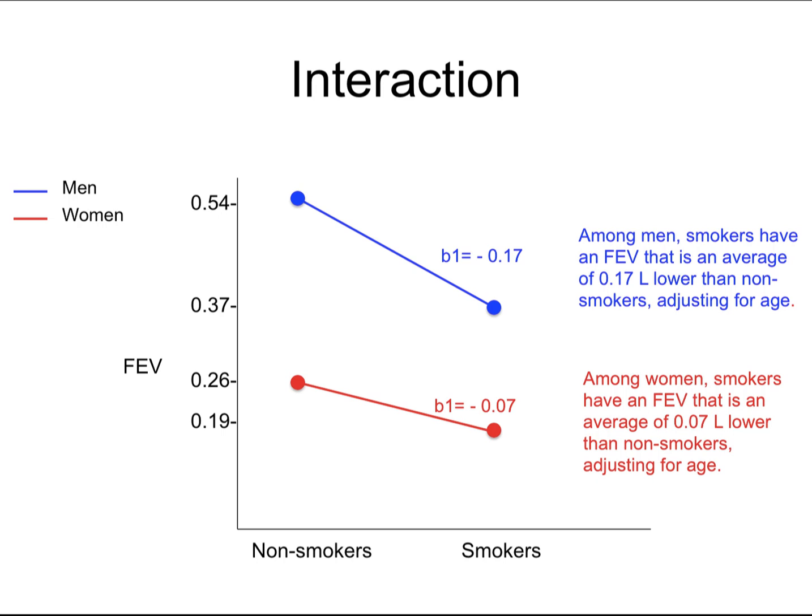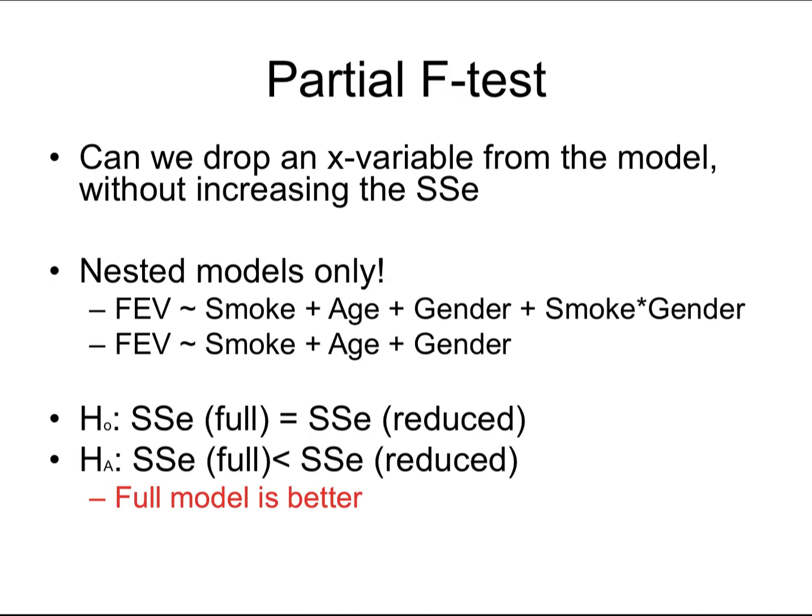But how do we check if our interaction term is significant? How do we know that this difference in the effect of smoking between men and women is different enough that we can claim that the effect of smoking varies by gender? We could look at the p-value of the interaction term in the model summary output, but it may not be significant even if the interaction term is. So it's better to use the partial f-test.